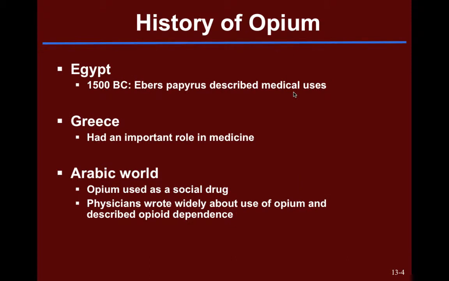As I mentioned, opium has been in use in human civilizations for thousands of years. In Egypt, as early as 1500 BC, we see a description of medical uses of opium. And in ancient Greece, opium played an important role in medicine. In the Arabic world and in Eastern civilizations, opium was more used as a social drug, not so much for its medical purposes, although physicians did write about its use, and they also described opioid dependence, as well as the problems that were associated with that.